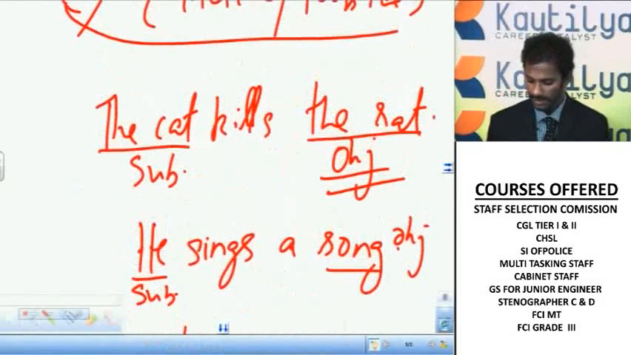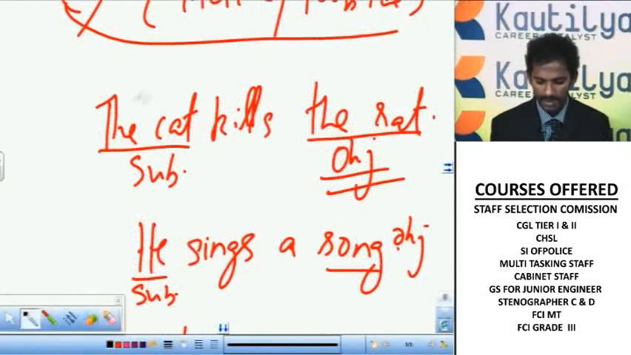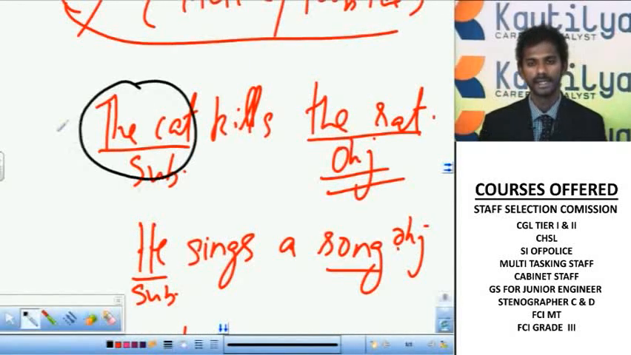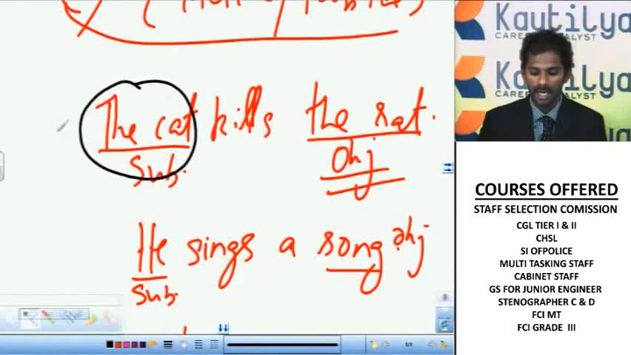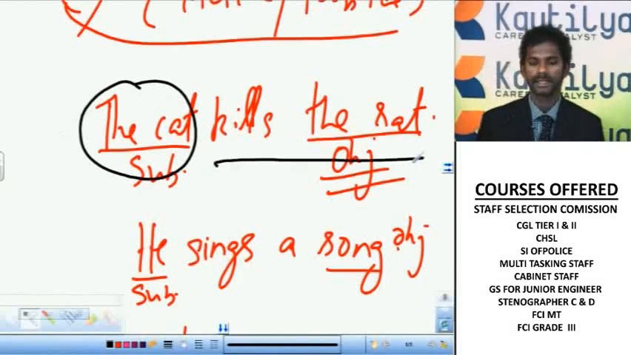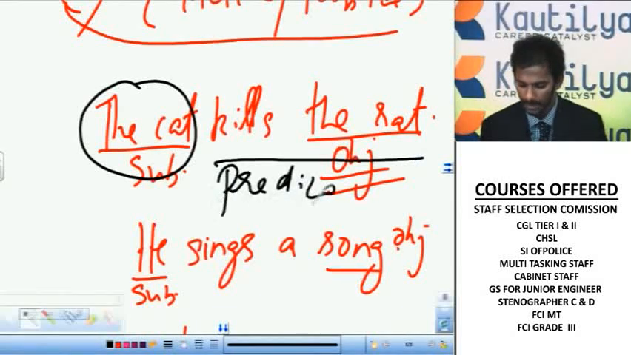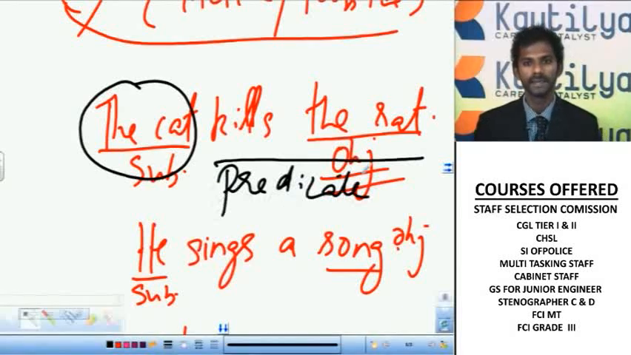The cat kills the rat. The cat is the subject here. As I said, what is said about the subject is called the predicate. In this sentence, what is said about the cat? What is said about the subject, that is the cat, is kills the rat. So kills the rat is termed as the predicate, because that is what is said about the subject here. Clear? Now the rat is the object in this sentence.